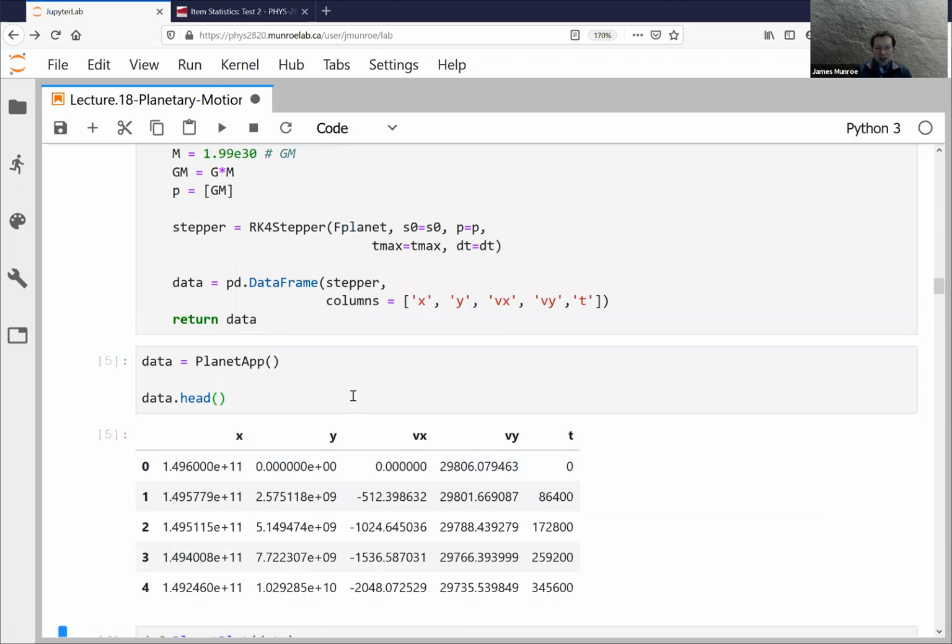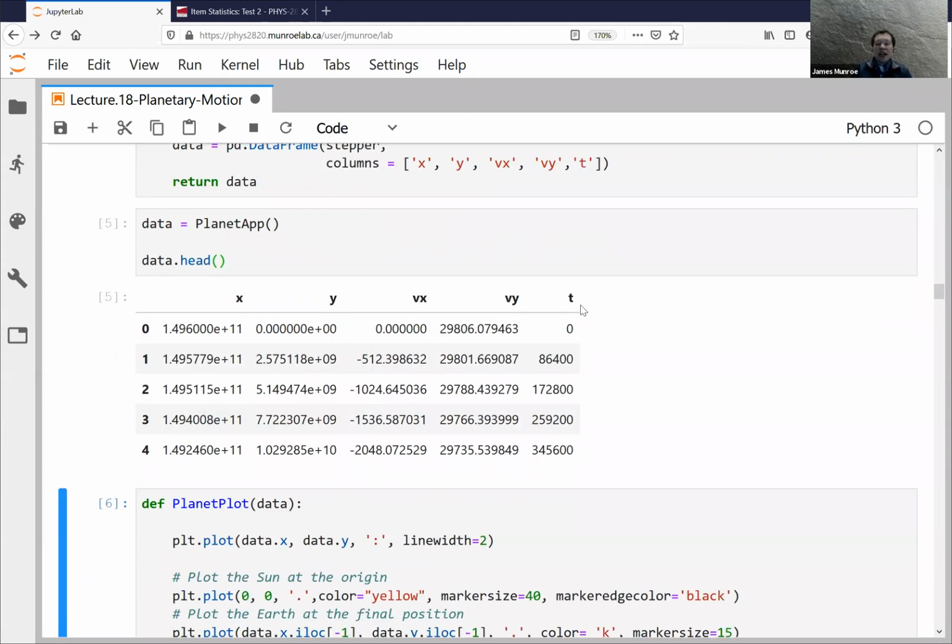So if I run this program, what you're seeing is in seconds, so 0 time is where it starts. After 1 day, 86,000 seconds, it has moved from this position to this position. So every day you are moving 2 billion meters. So it's pretty good. We're moving at a really good clip.